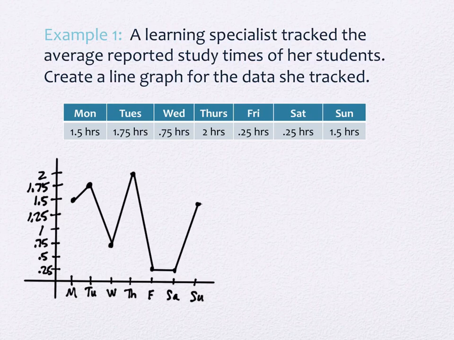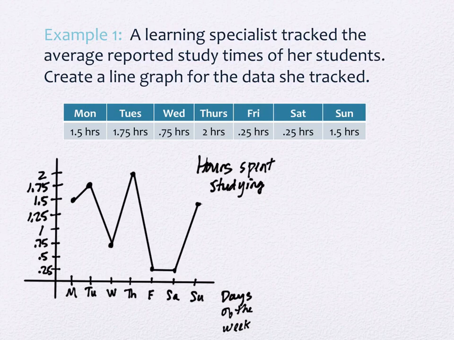What do I still need based on what we've done before? Title. A title would be one of those things. What could the title be? Hours spent studying. Sure. So hours, or you can even say time. So hours spent studying. What else am I missing? I have to label the sides. I need to label my axes, yeah. So on the bottom, what is the bottom axis representing? Days of the week. So we'll write it. Days of the week. What about my vertical axis?